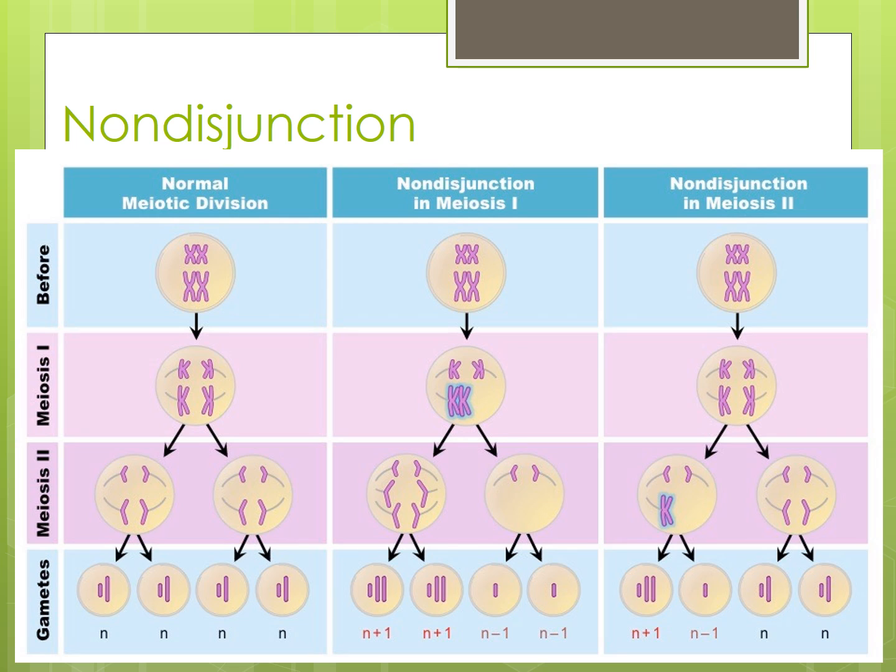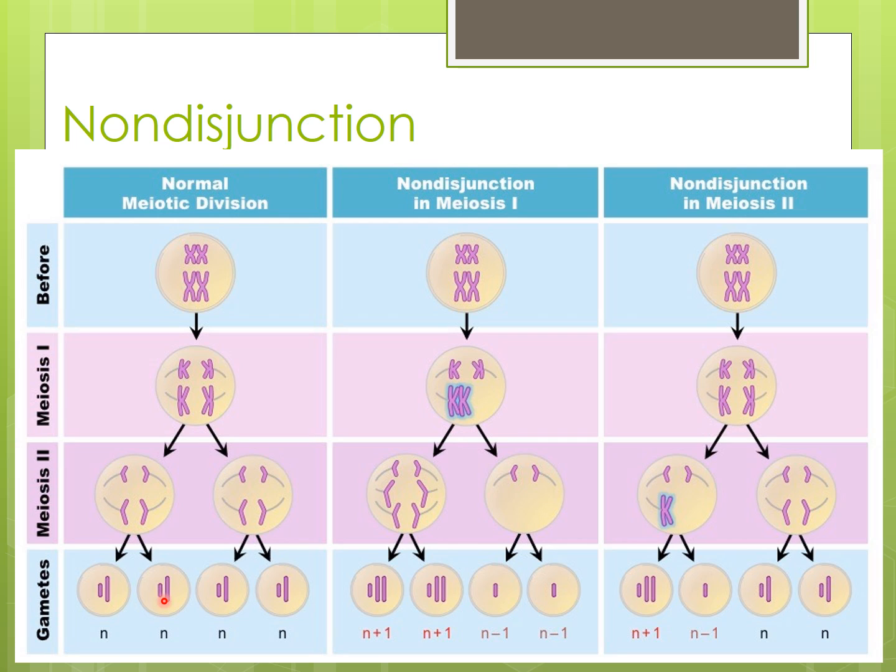So what is non-disjunction? Non-disjunction is the failure of chromosomes to properly separate during meiosis, leading to an uneven number of chromosomes and often a trisomy-like state. So if we look at our normal meiotic division, in meiosis 1, we separate the homologous chromosomes. In meiosis 2, we separate the sister chromatids, leading to an even distribution, with all the cells having an even ratio of chromosomes. However, we can have non-disjunction either in meiosis 1 or meiosis 2.